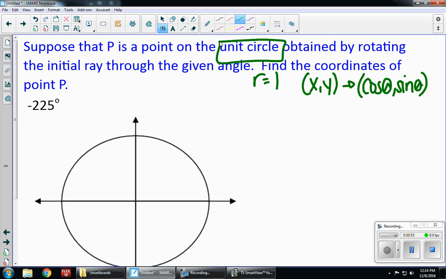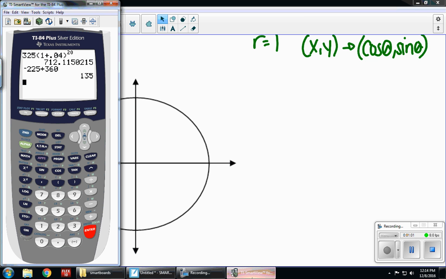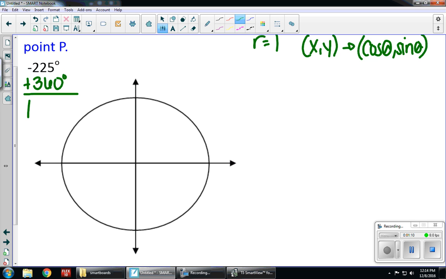And in order to do that, I'm going to take my negative 225 and I'm going to add 360 degrees to it. So I'm going to take out my calculator. Negative 225 plus 360, and I get 135. So I'm going to start by sketching 135 degrees.